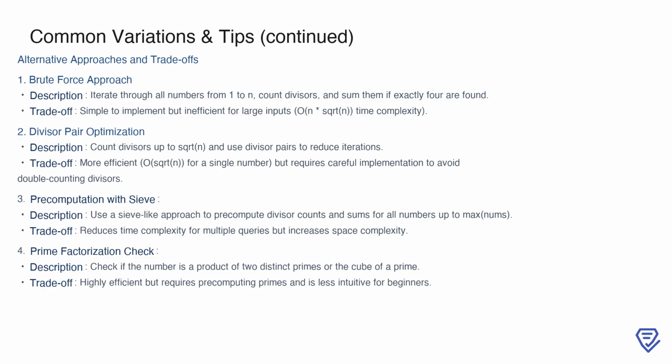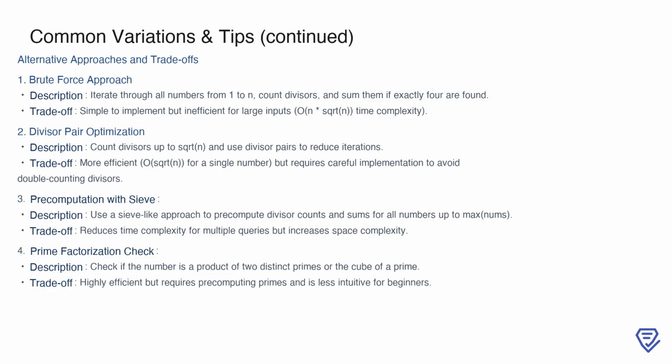A more efficient option is the divisor pair optimization, where you count divisors only up to the square root of the number and use divisor pairs to reduce iterations. This method has a time complexity of O(sqrt(n)) for a single number but requires careful implementation to avoid double counting divisors. For even better performance on multiple queries, you can use a sieve-like approach to pre-compute divisor counts and sums for all numbers up to the maximum value in the input. While this reduces redundant calculations, it increases space usage.